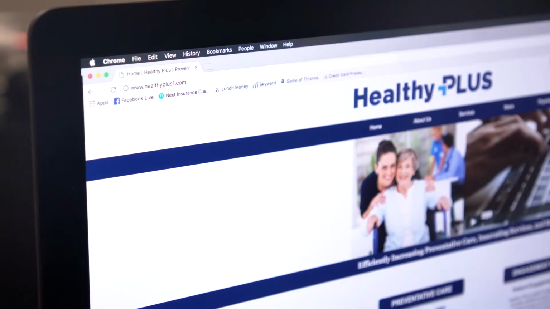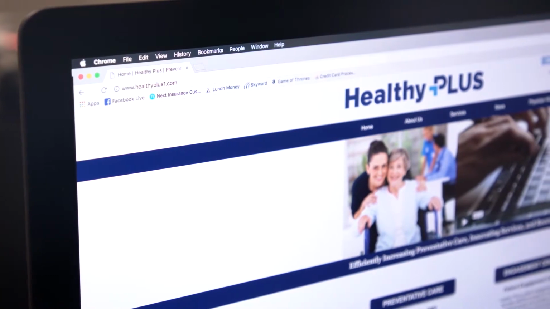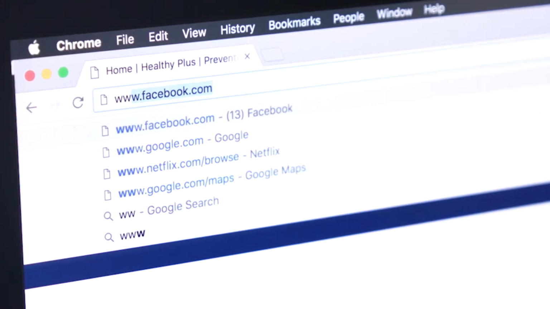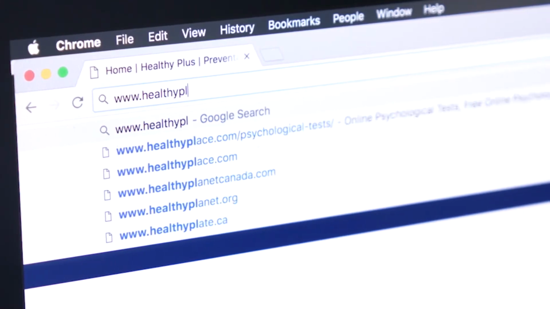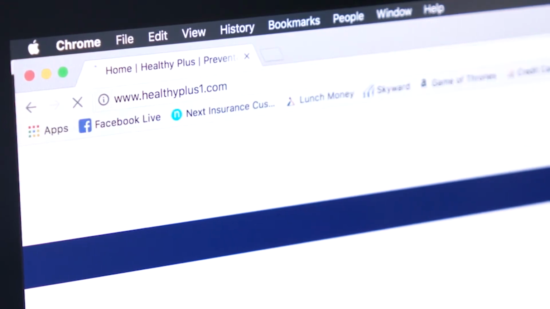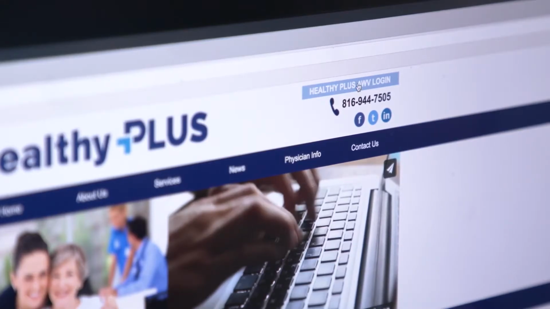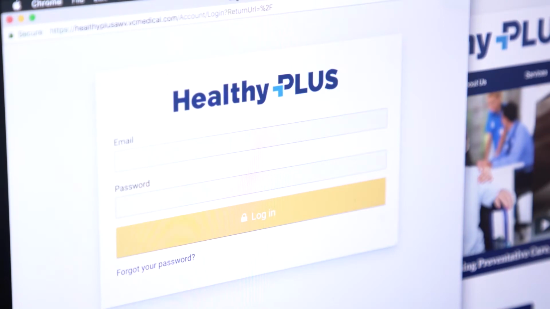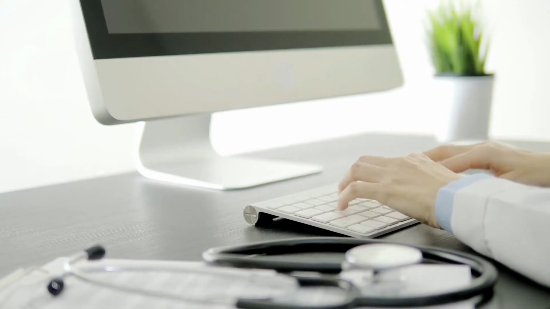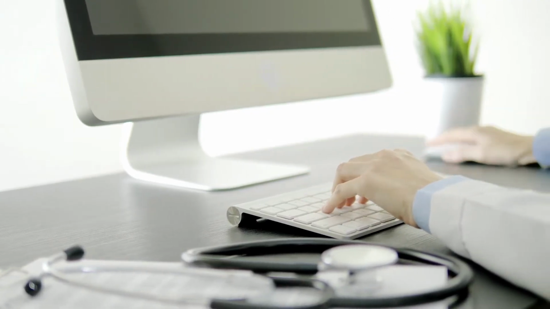Let's take a system access ride. The easiest way to access the system is through our HealthyPlus website, www.healthyplus1.com. In the upper right-hand corner is your access login. During training, your staff will be assigned access to the software and can be shared internally, or we can set up the clinical users according to your request.